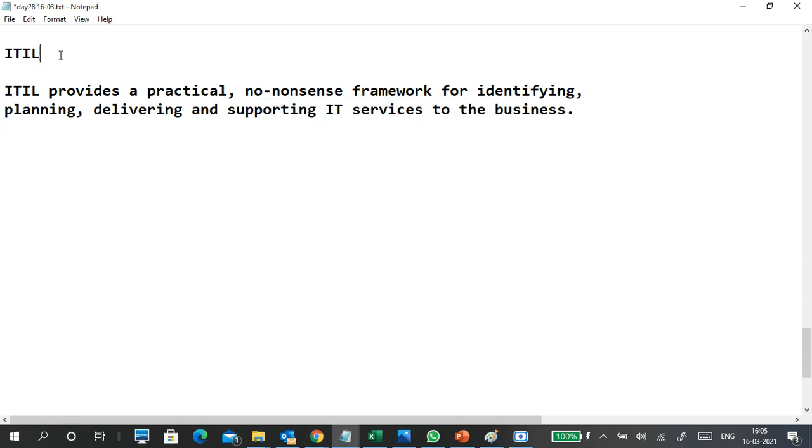This is an abbreviation. What is ITIL? IT means information technology. ITIL, infrastructure.